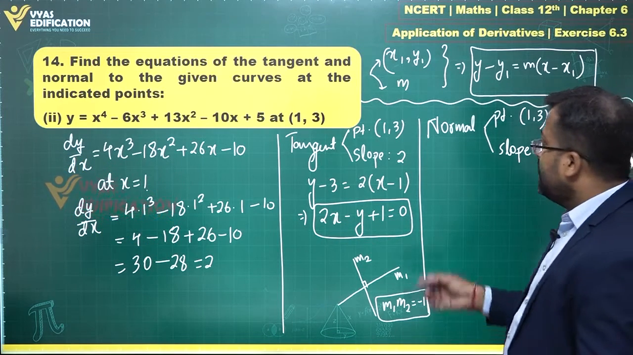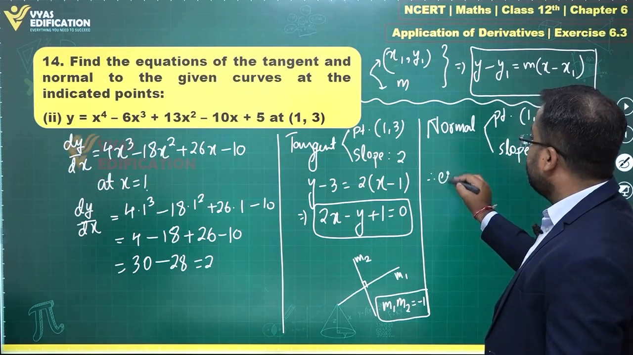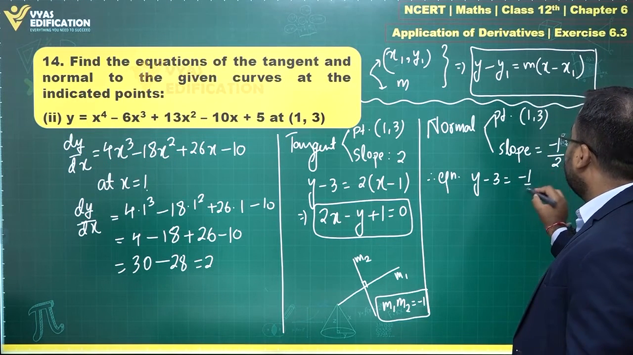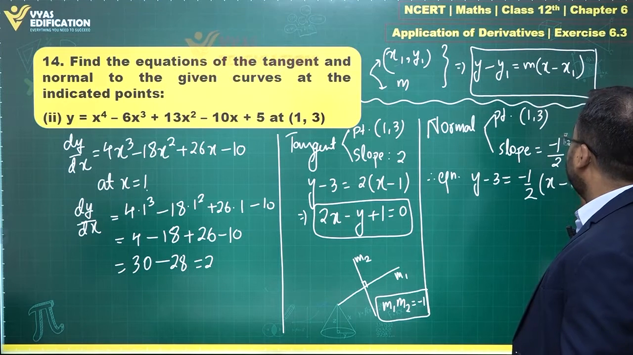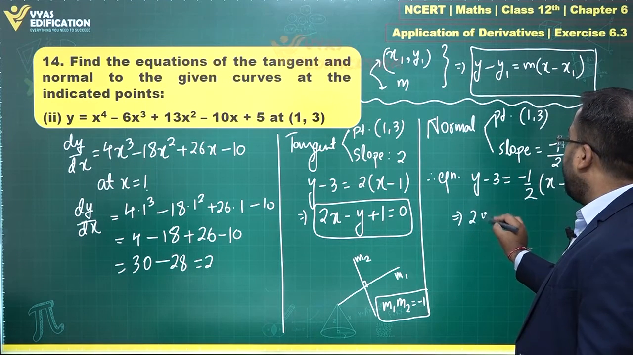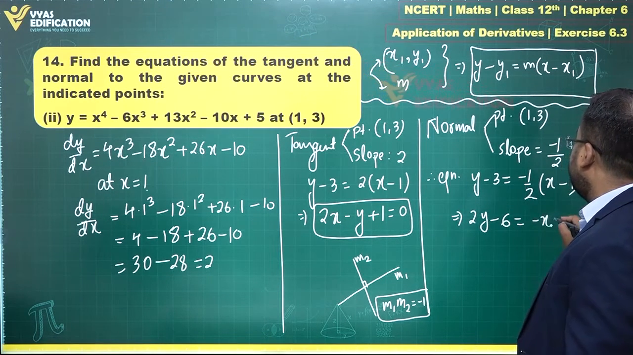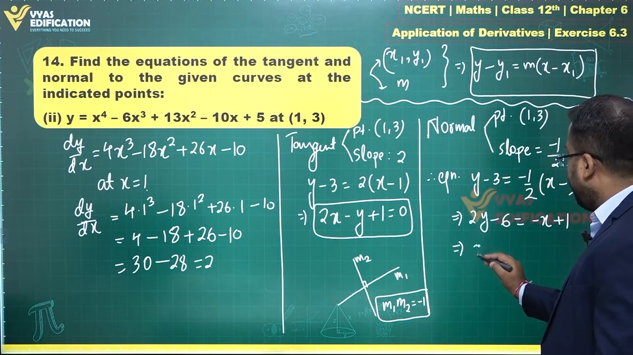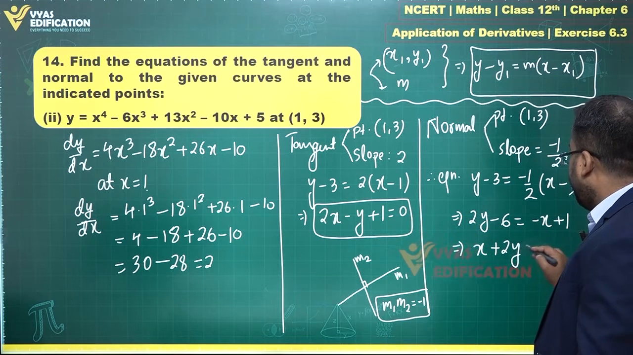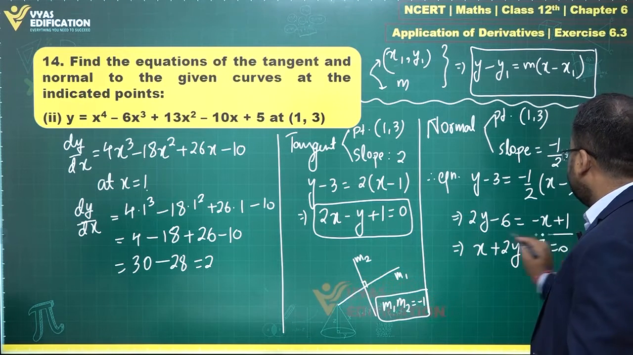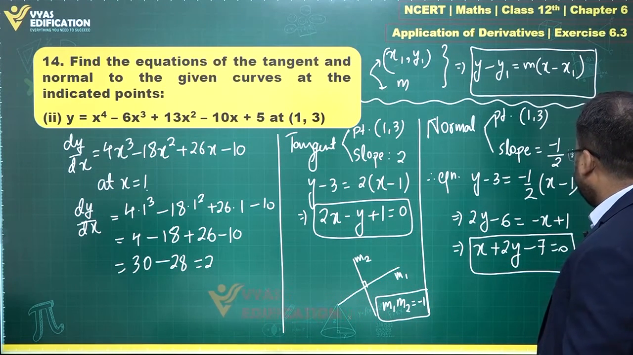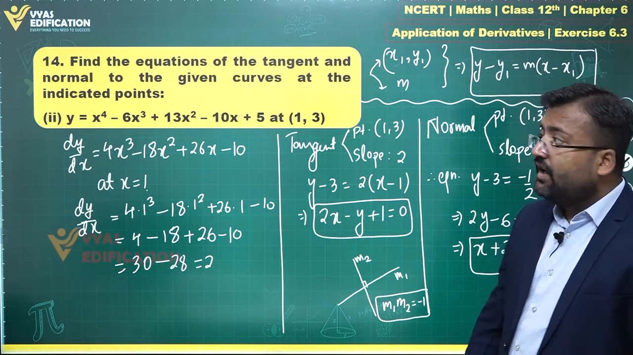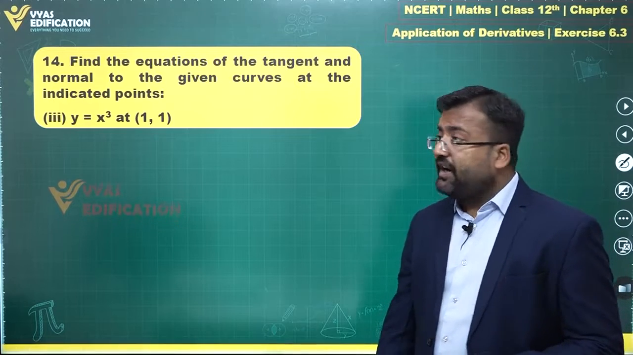That's what we have. Therefore, the equation becomes y minus 3 is equal to, using the same idea, slope times (x minus 1). 2y minus 6 is equal to minus x plus 1. This is what you get. And simplifying, x plus 2y minus 7 is equal to 0 is my answer for this question. That's a complete solution for this second part. Let's discuss the third part next.